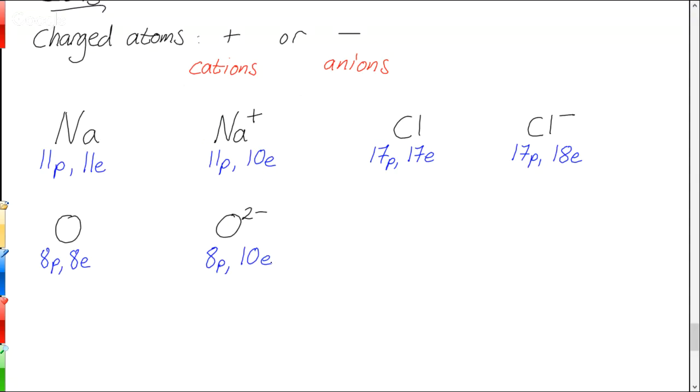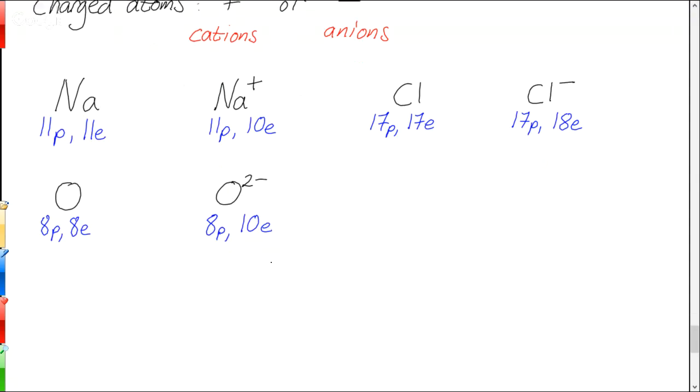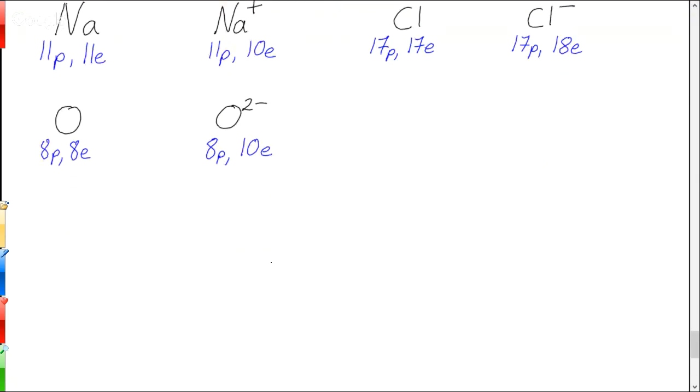All right, so notice that sodium ion has 10 electrons. Oxygen ion also has 10 electrons. The most common ion of fluorine, which is the next one over in the row, also has 10 electrons.